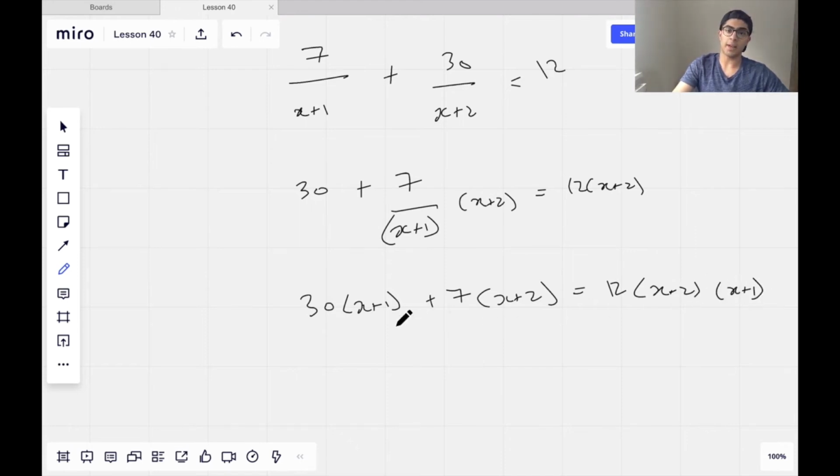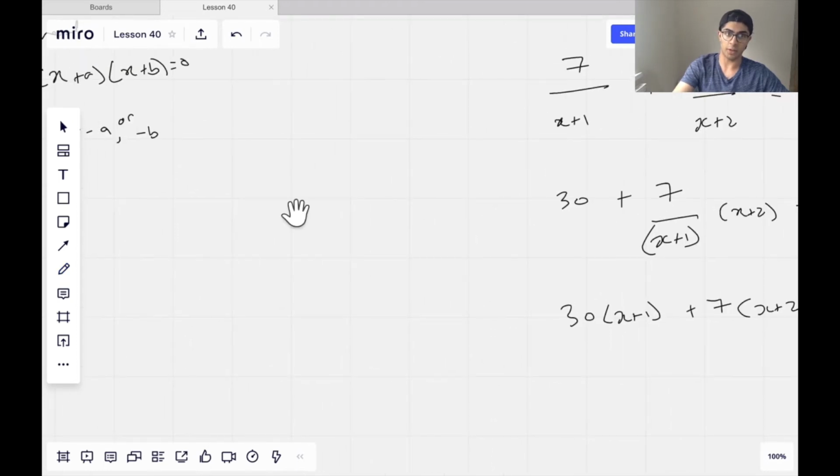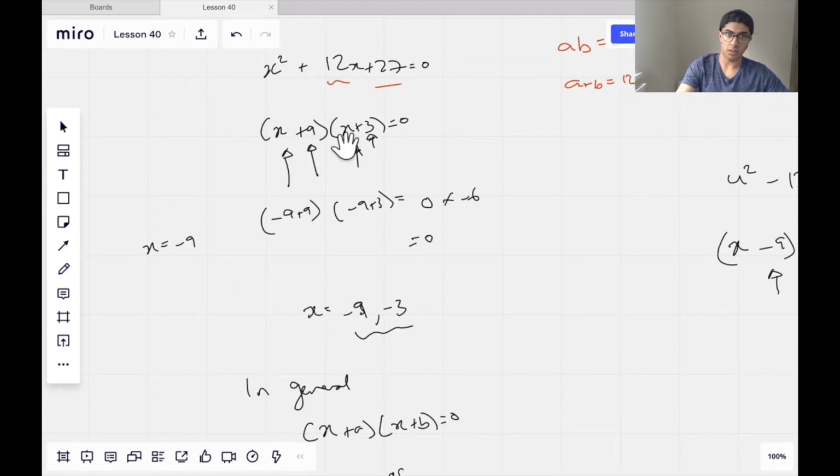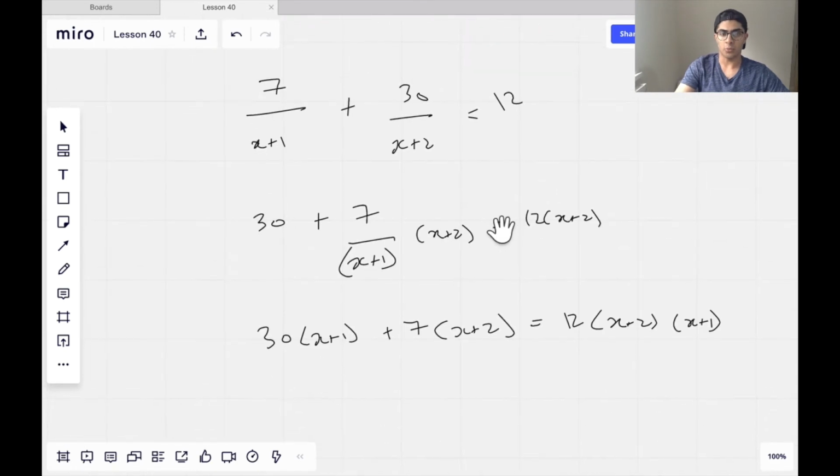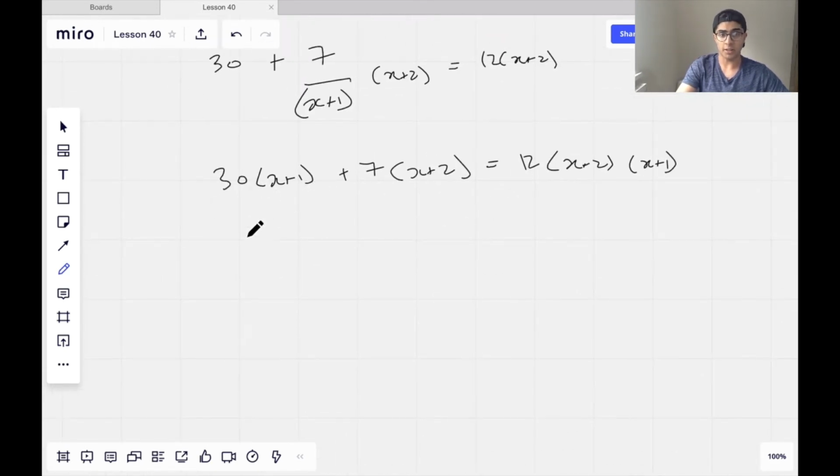Now we multiply out everything and then collect the terms in order to get it into a form that's solvable and factorizable, such as this up here. So let's multiply everything out. 30 times x, 30x, plus 30 times 1, which is 30, 7 times x, 7x, 7 times 2, 14. Okay, and now it's easier to multiply these two brackets out first, and then multiply by 12, rather than multiplying by 12 first.